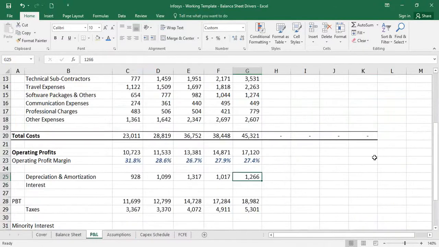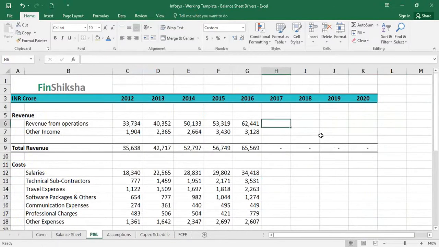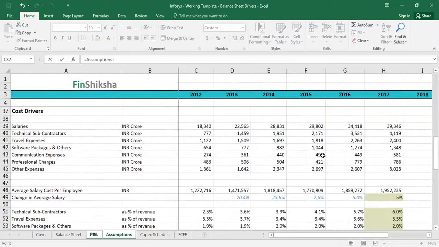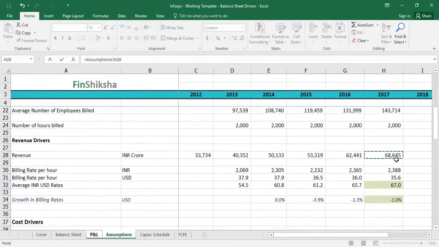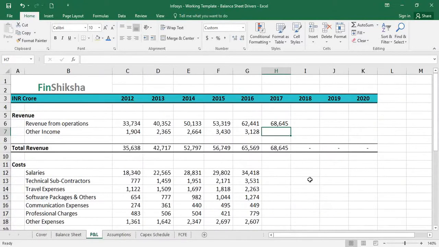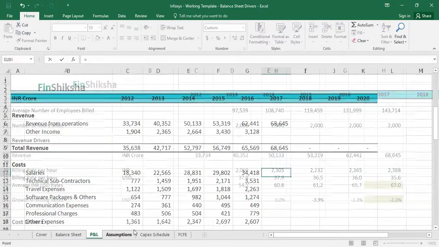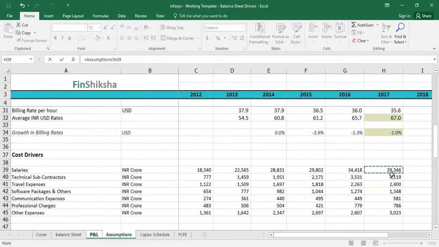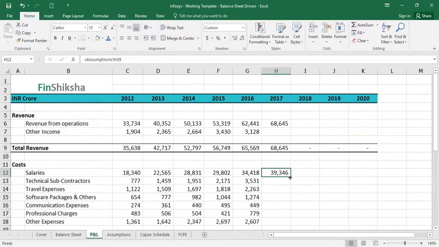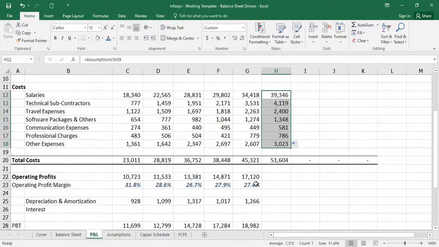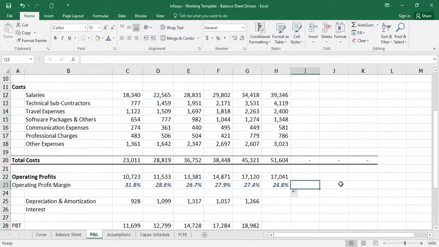So I can go to the P&L, look at the projection area, and link the revenue of the year here. That's my revenue. I can leave other income for the time being. Just ignore other income for the time being. We'll come back to that later on. Let's go to the assumption sheet again and link all the cost headers as well. And we get this data. What that does is it should give us an idea about what's the operating profit of the company.